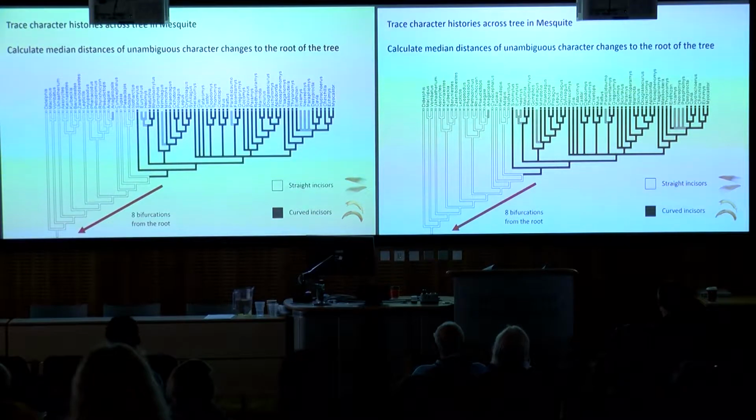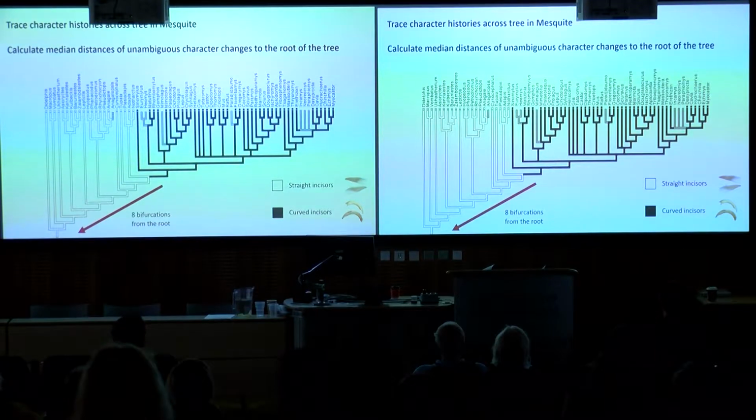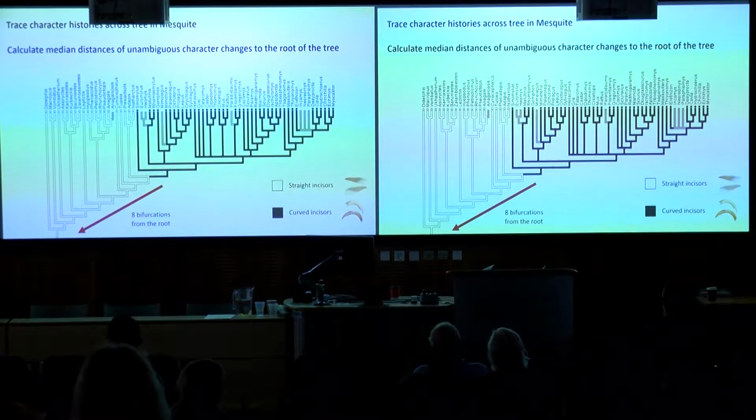So, to see if clades of different depths are supported by different partitions, I firstly traced character histories across my well-corroborated tree, and I used the program Mesquite for this. And this basically reconstructs character states at ancestral nodes to give you an idea of where synapomorphies occurred. Then what I did was I measured the median distance between unambiguous character changes and the root of the tree. So in this example, curved incisors appeared in the rodents and rabbits here. And this clade is 1, 2, 3, 4, 5, 6, 7, 8 bifurcations from the root. So fairly simple.